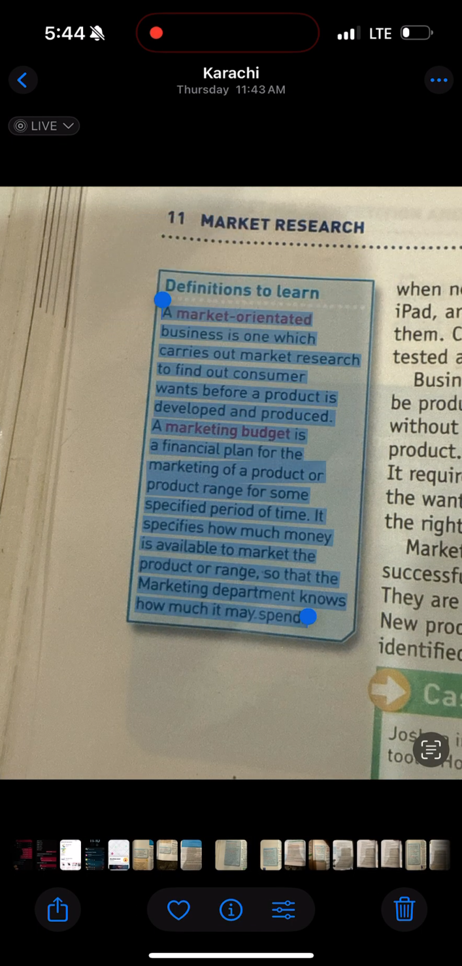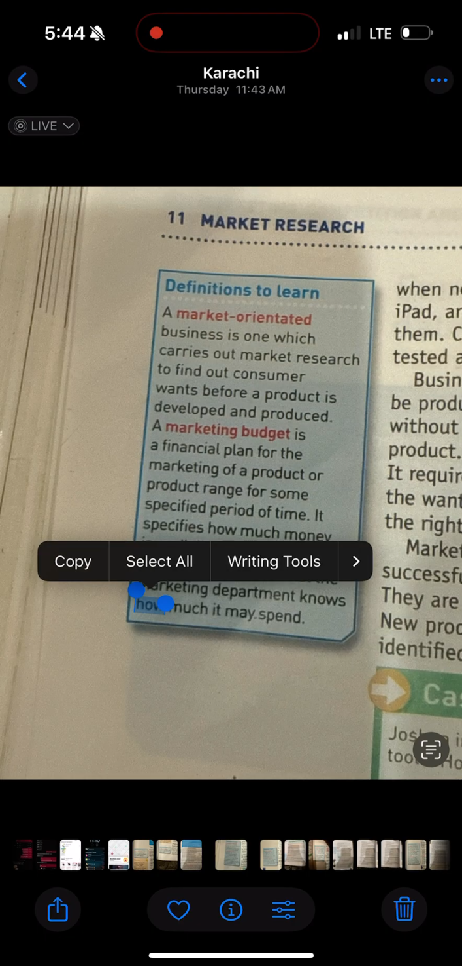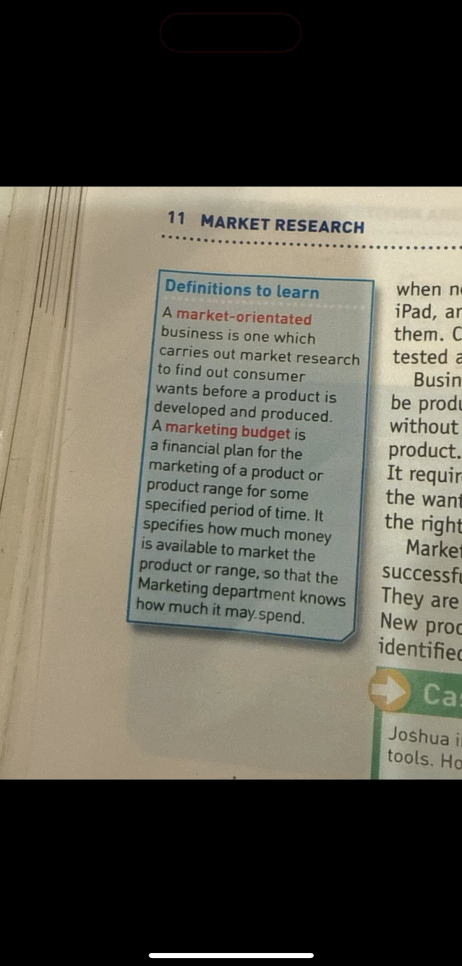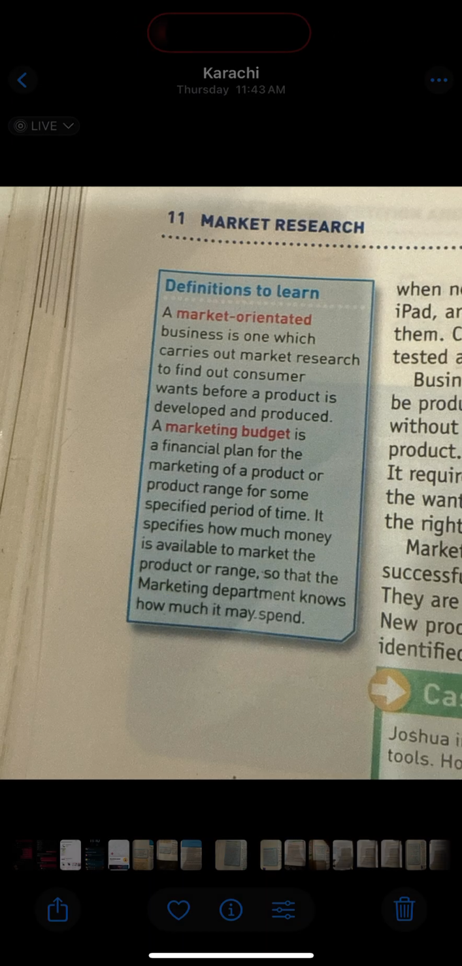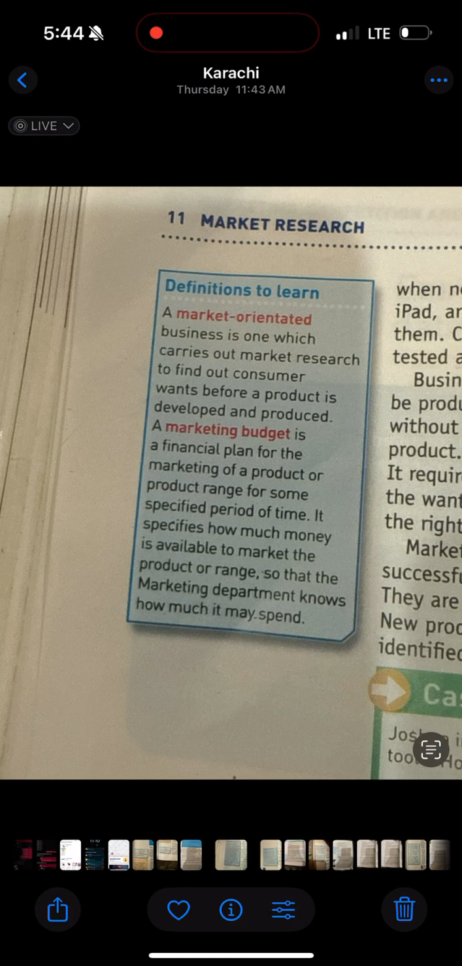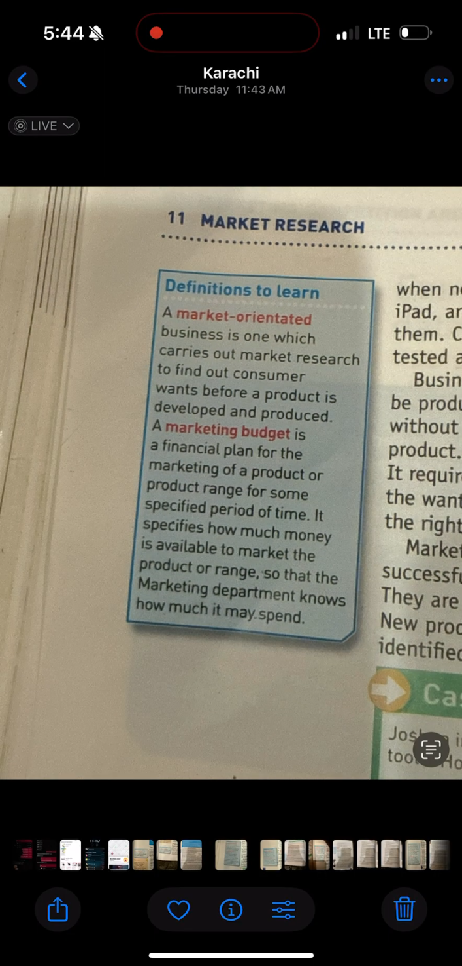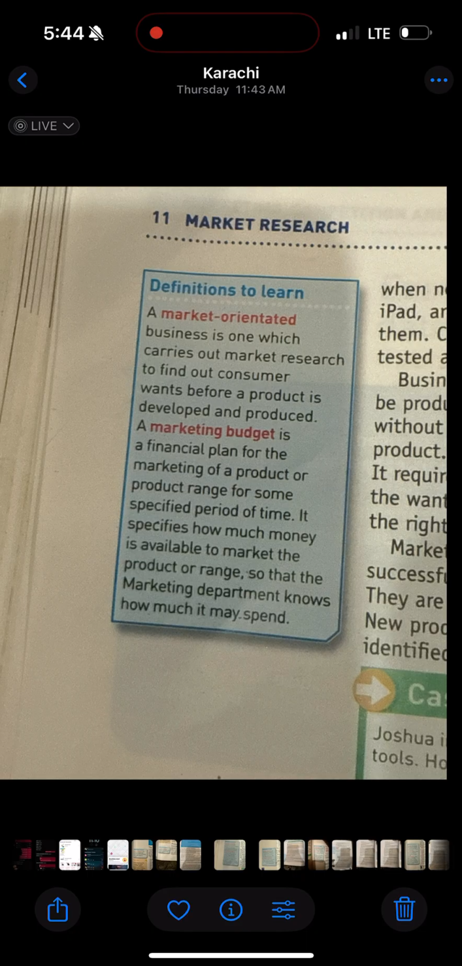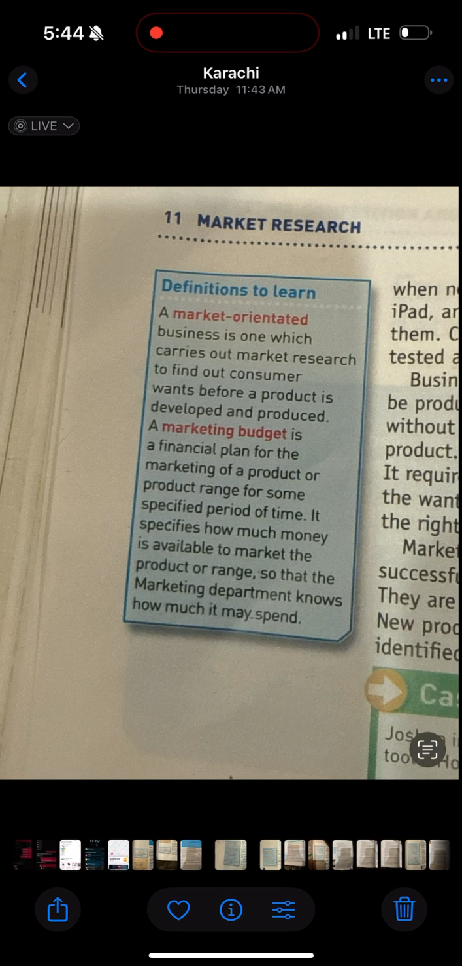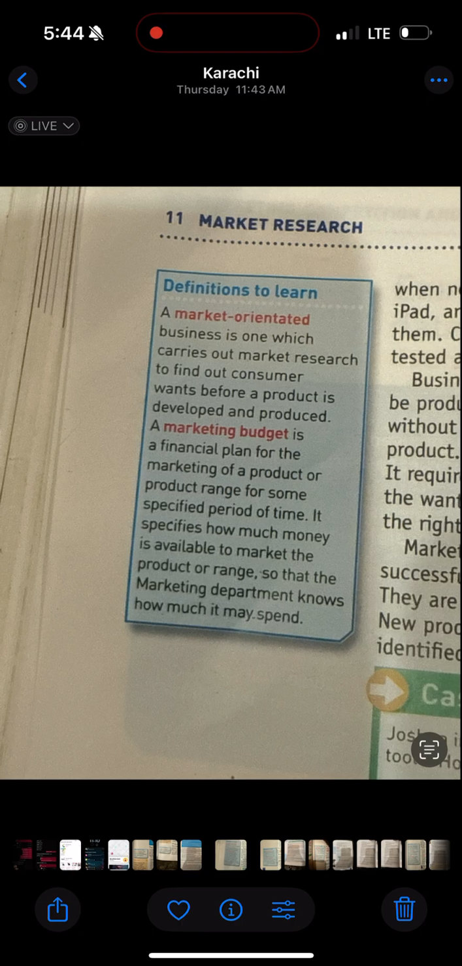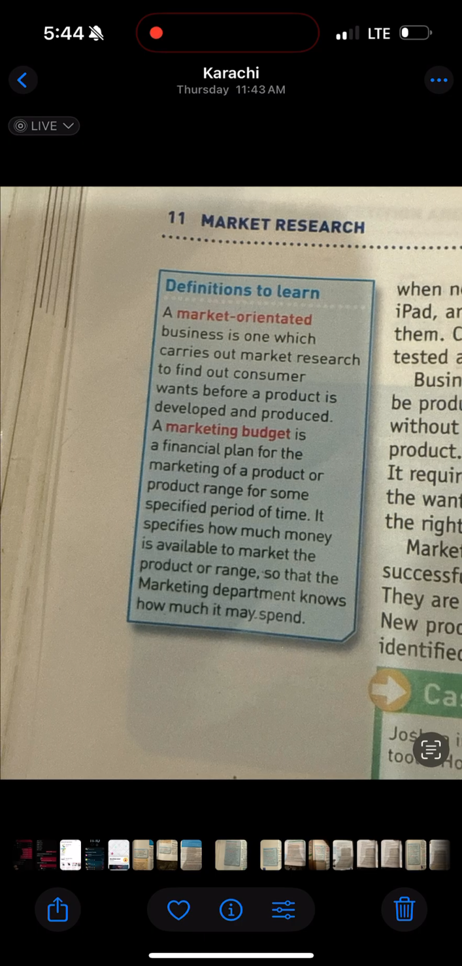A market-orientated business is one which carries out market research to find out consumer wants before a product is developed and produced. A marketing budget is a financial plan for the marketing of a product or product range for some specified period of time. It specifies how much money is available to market the product or range, so that the marketing department knows how much it may spend.